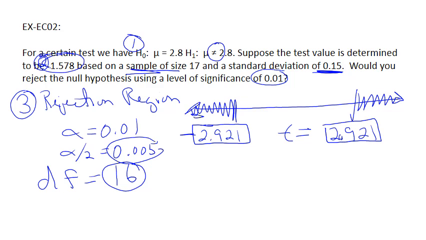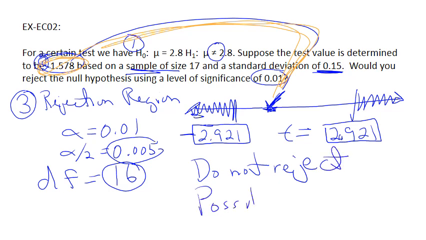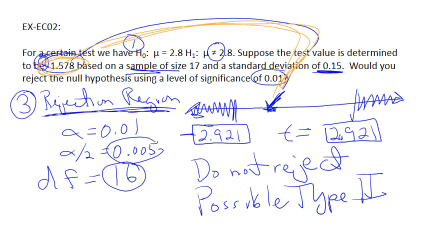We look for our test value. Negative 157 is somewhere up in here. That's where our test value is, right? So we are not going to be rejecting. We do not reject, right? And if we did not reject, it's a possible type 2 error, correct? All right, so we're given mostly everything for the test here, other than the actual rejection region.